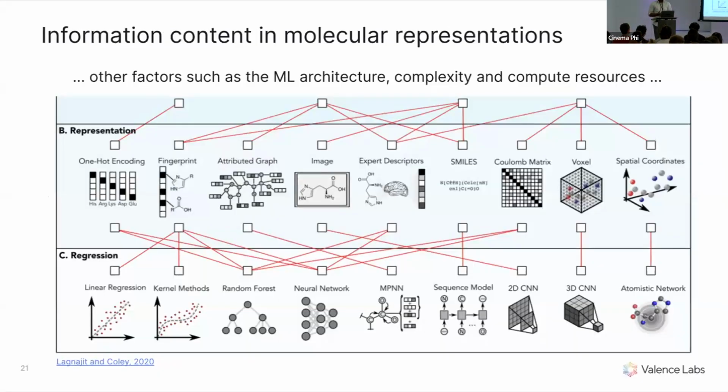Okay, so we know that different representations have different levels of information, but also we were talking about how not all representations can be used with all machine learning algorithms. So there is kind of a map between representation and machine learning algorithm that you need to take into account.